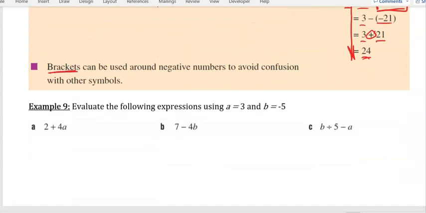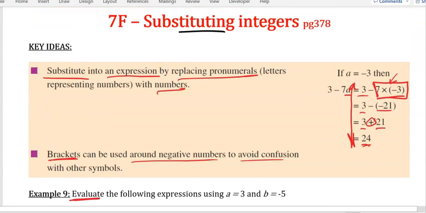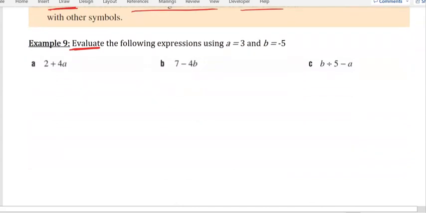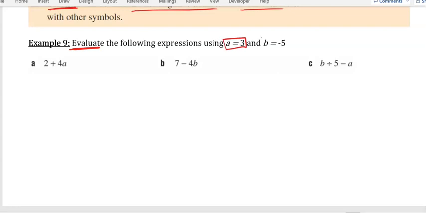So it's a good idea to put brackets around negative numbers. It doesn't mean that it's an operation in that negative number, but it just helps to avoid confusion. Is that a subtraction sign or is it a negative sign? Let's put a bracket around it. So we're going to evaluate. That means to work out, just like we did up here, to work out and find the value of the expressions where a equals 3 and b equals -5.